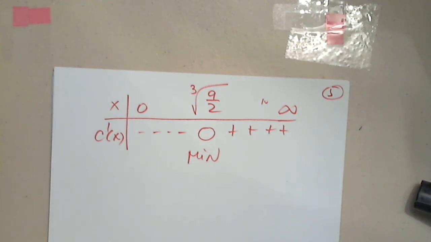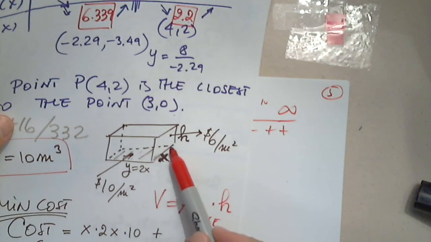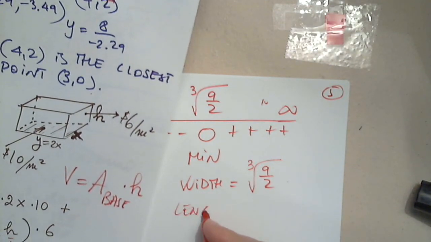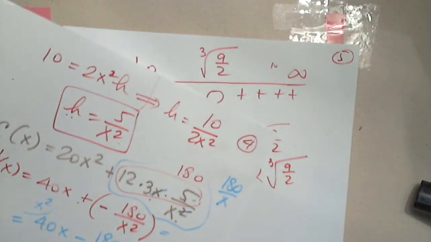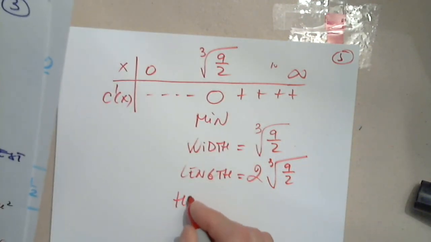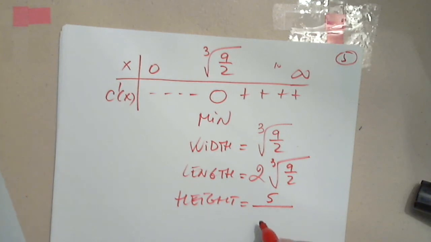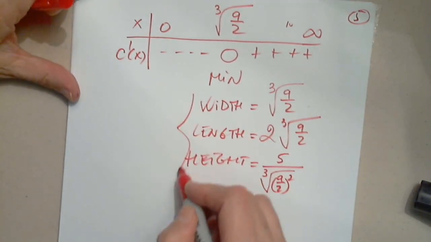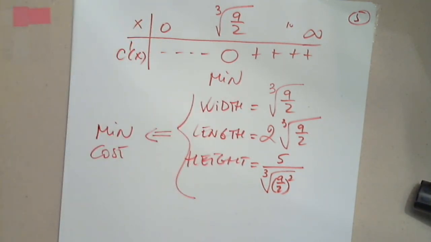And what is our conclusion? Our conclusion is that as long as the width is the cube root of 9/2 and the length is twice as much, and now I'm ready to find the height as well. The height is 5 over x squared, 5 over the cube root of 9/2 squared. These guarantee a minimum cost. If we deviate from x, then the rest will change and we will not get a minimum cost.